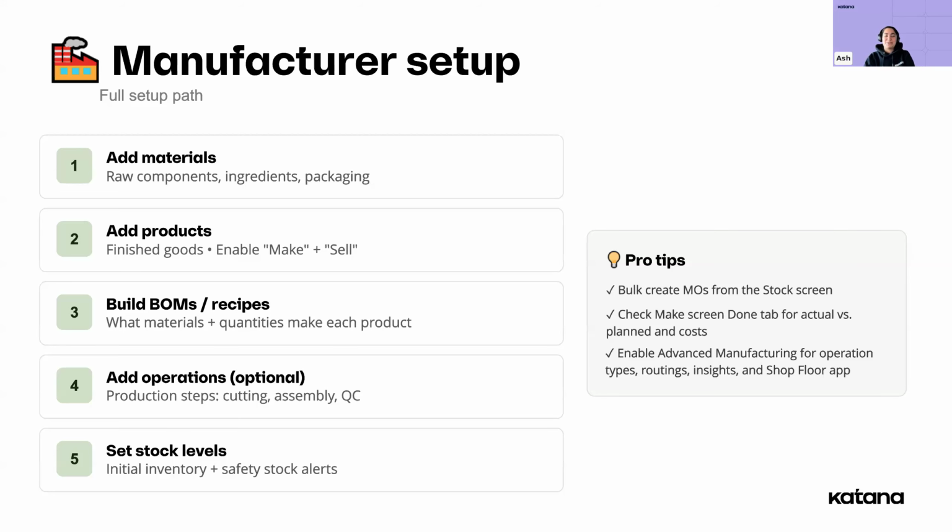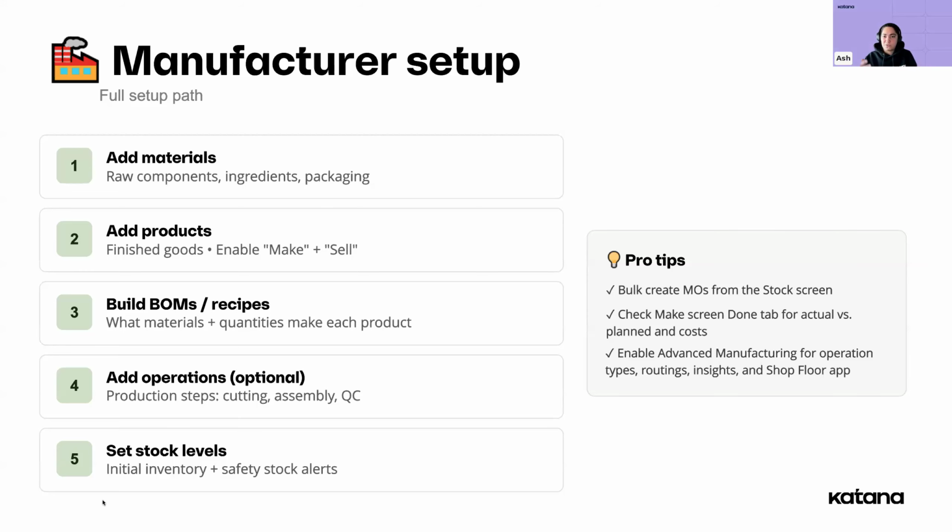All right. So we've already seen the build and how you do your manufacturing. So this is just an overview of what your manufacturing setup path looks like. You add your materials, you add your finished goods. Once those both are added, you start building a bill of materials and recipes. You add your operations, which are optional. People do love to add the operations though, because it keeps everything in track and shows how much we are spending on these resources. And then finally, you set your stock levels and then you are good to go. So these are the five main steps that you want to consider when you are a manufacturing type of business.